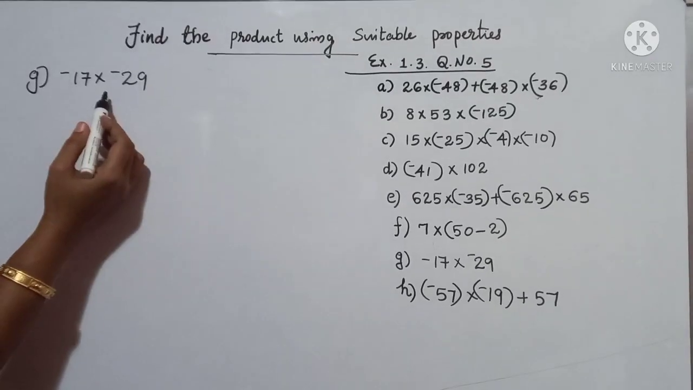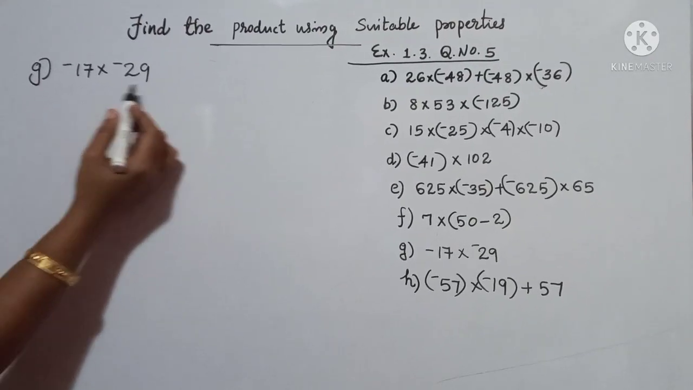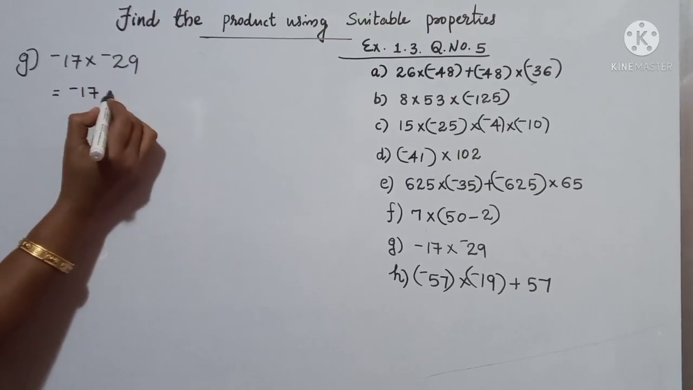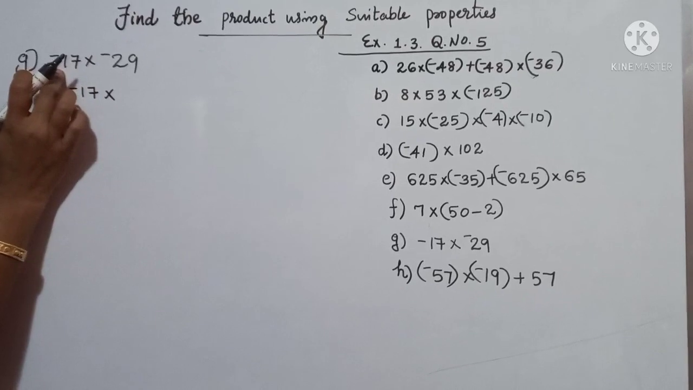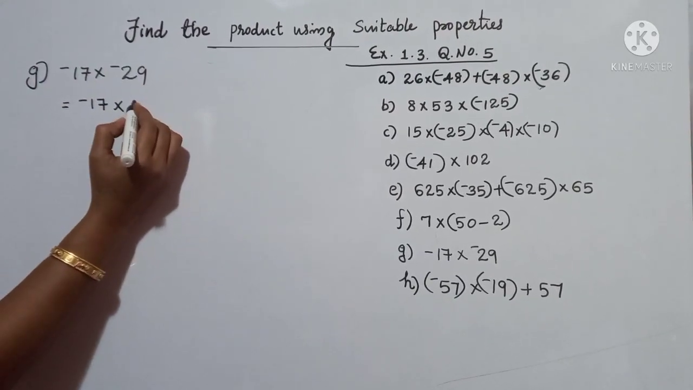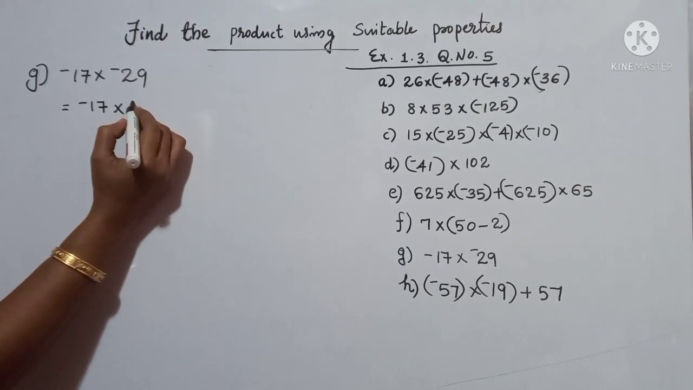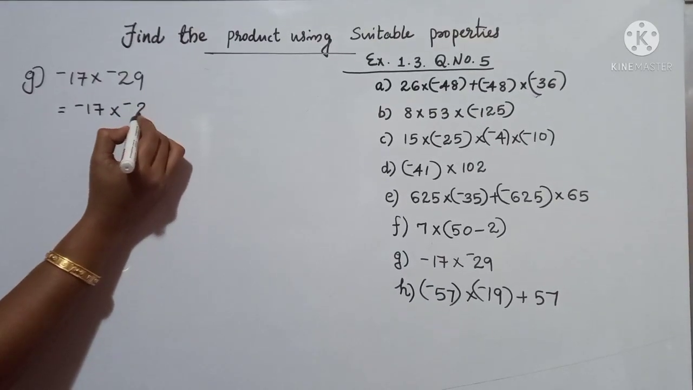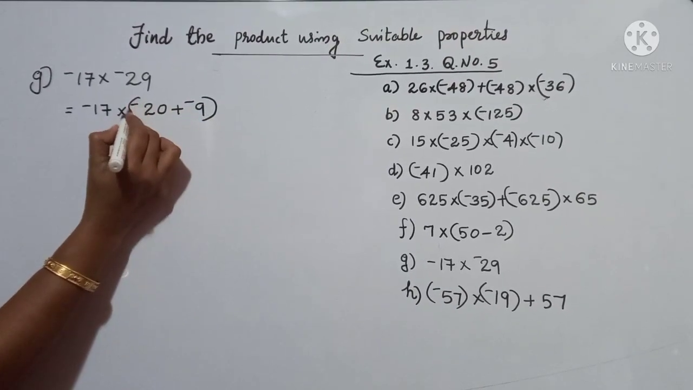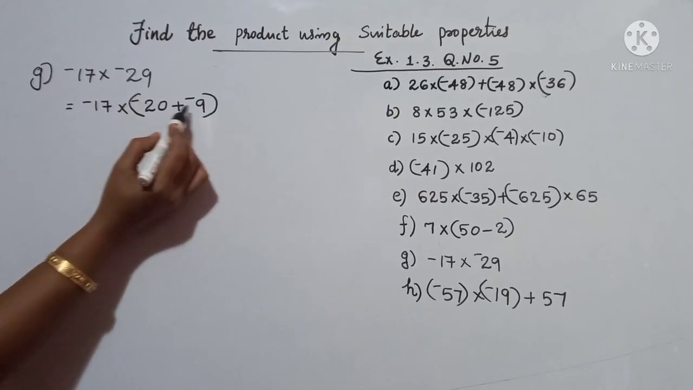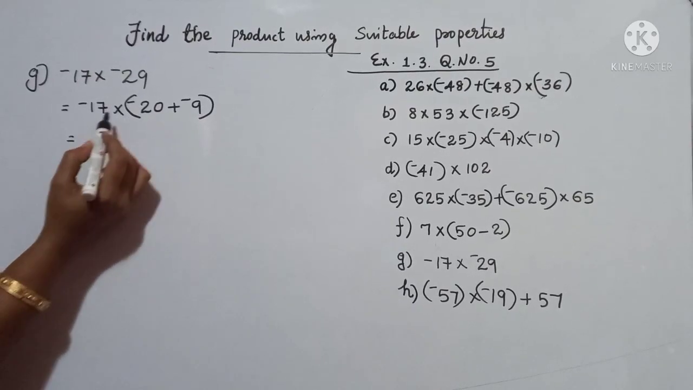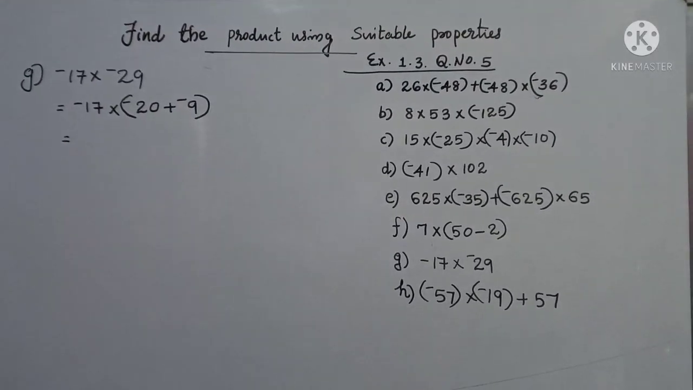Then the next question is minus 17 into minus 29. Here we can apply that distributive property. That is equal to minus 17 into. Either we can write this 17 as 10 plus 7, or 29 as minus 20 plus 9, or 30 minus 1 also we can write. But here I think this will be easy for you: minus 20 plus minus 9. We have written this minus 29 as minus 20 plus minus 9. Then that is equal to, open this bracket.